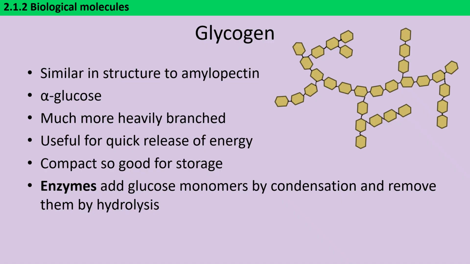Glycogen is the storage polysaccharide that we find in animal cells, and it's very similar in structure to amylopectin in that it's made from alpha glucose that is primarily joined by these 1 to 4 glycosidic bonds, but it also has this branched structure. But actually, glycogen is even more heavily branched than amylopectin is, and this makes sense if you think about what the advantage of being branched is.